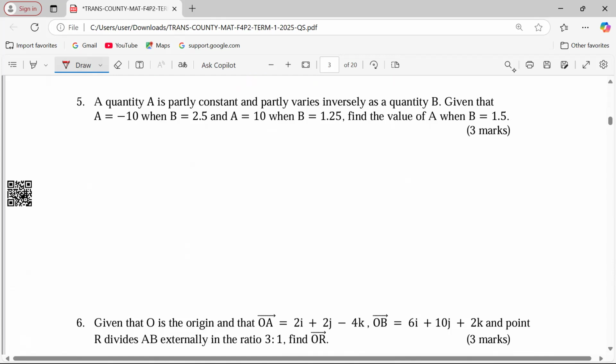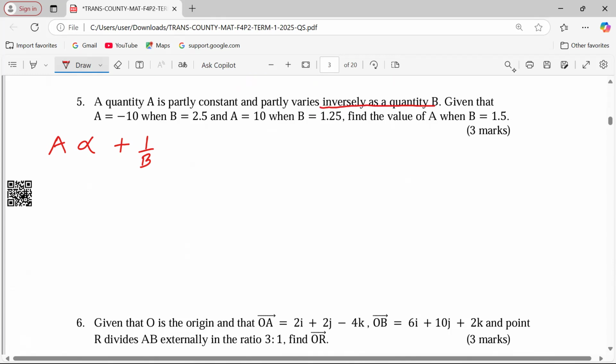So we're going to interpret the first statement from English into mathematics. So let's make it a mathematical statement now by saying that quantity A is varying partly as a constant. Then the other part, it's varying inversely as quantity B. So when you hear inversely now, the reciprocal of B.